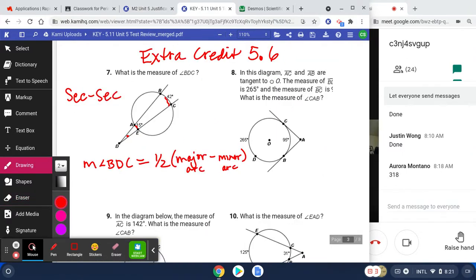Secant angle theorem. And a secant is a line that goes through your circle. It's not a chord, it keeps going past the circle.